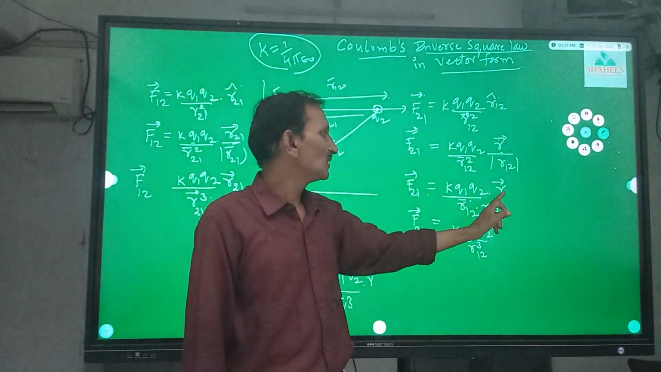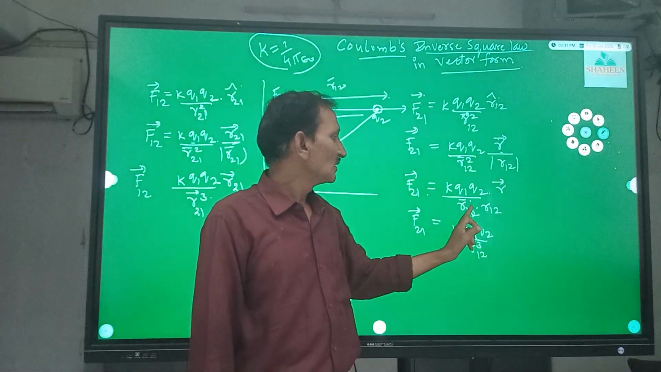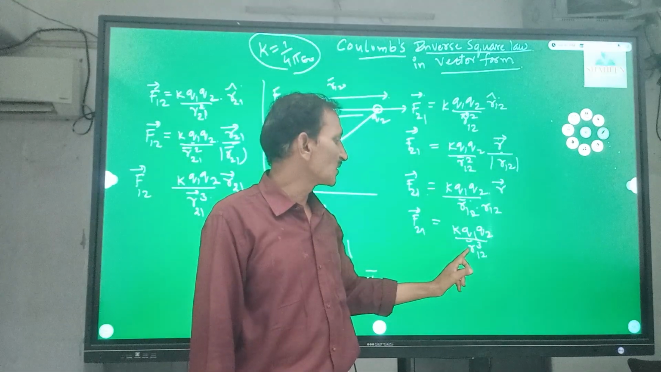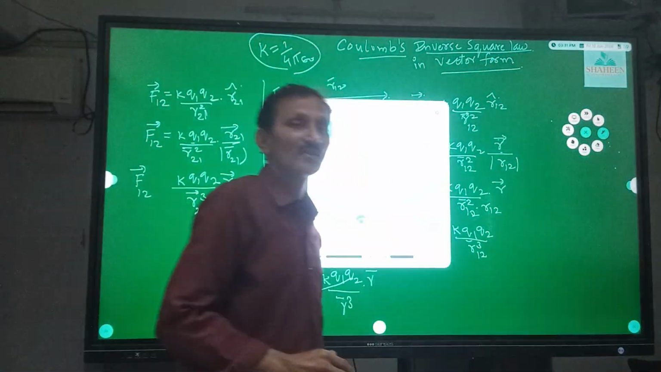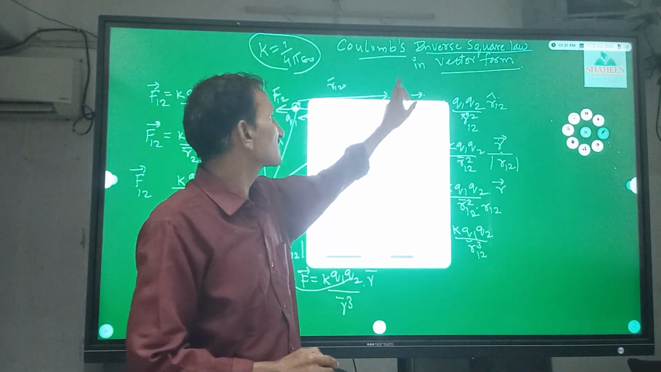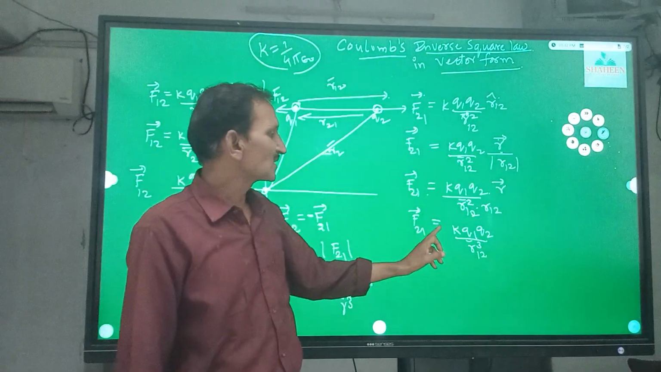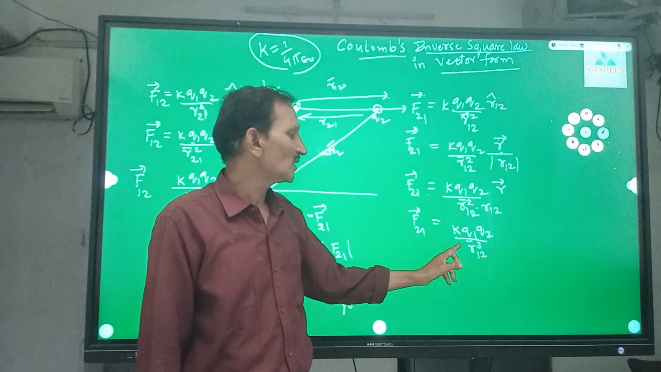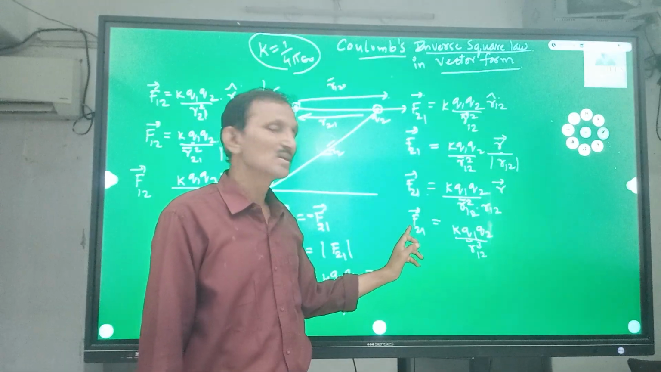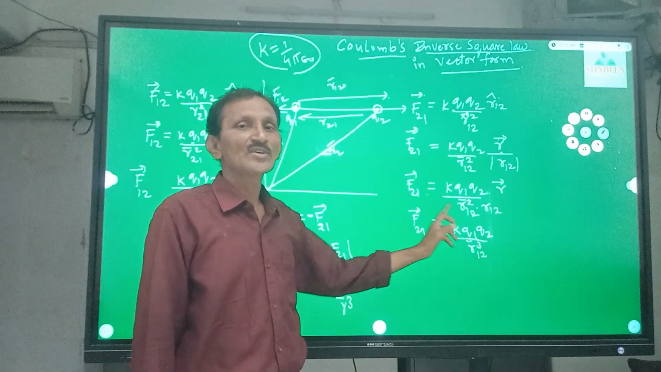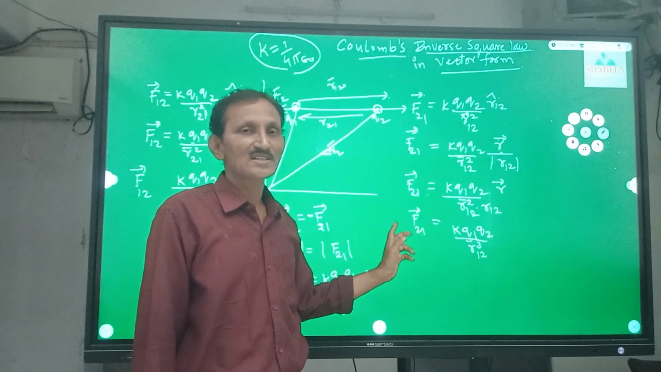Now I am writing this magnitude here. When you add this here, it becomes a square, and this square gets multiplied with the remaining distance. Then K Q1 Q2 by R cubed, times the vector R. This is the force from the second onto the first one.